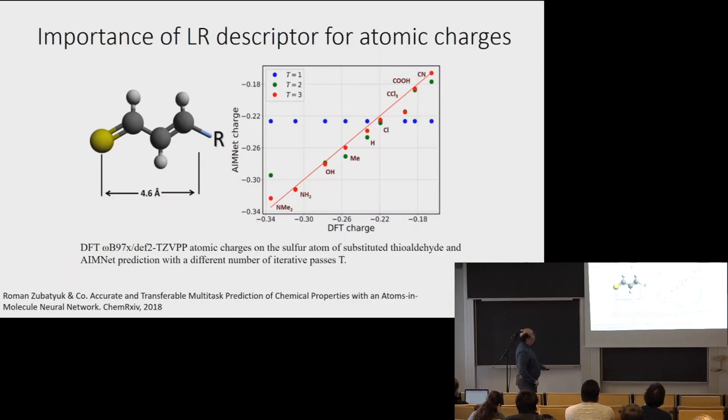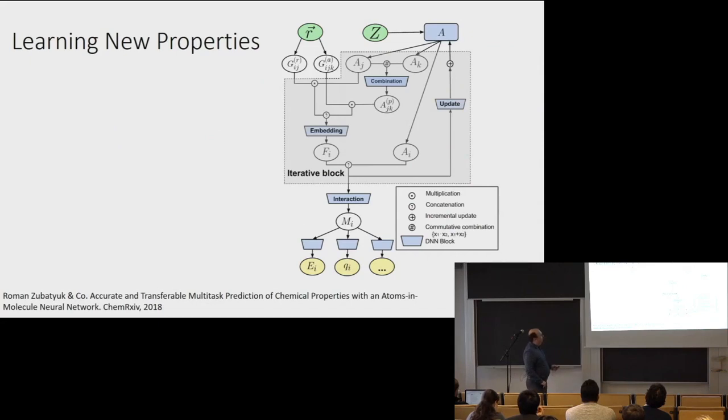To illustrate why it's important, you can think about this kind of toy system where you have a sulfur, which is conjugated, and you modulate different electron donating or withdrawing groups here. If this group is farther than the cutoff of your geometric descriptor, essentially all neural nets with a local descriptor would predict the charge on the sulfur to be exactly the same, because the substituent is beyond the cutoff. However, with the iterative scheme, you pass this information beyond the cutoff, and you can quantitatively reproduce the correct quantum mechanical behavior.